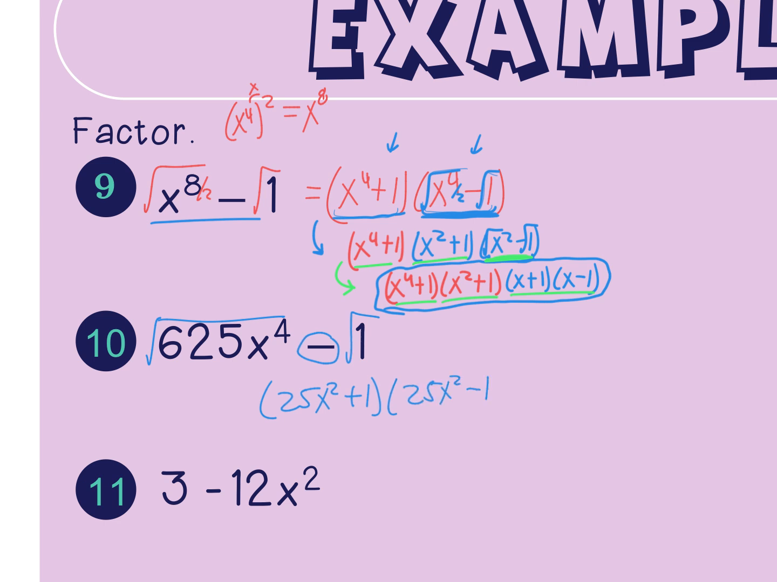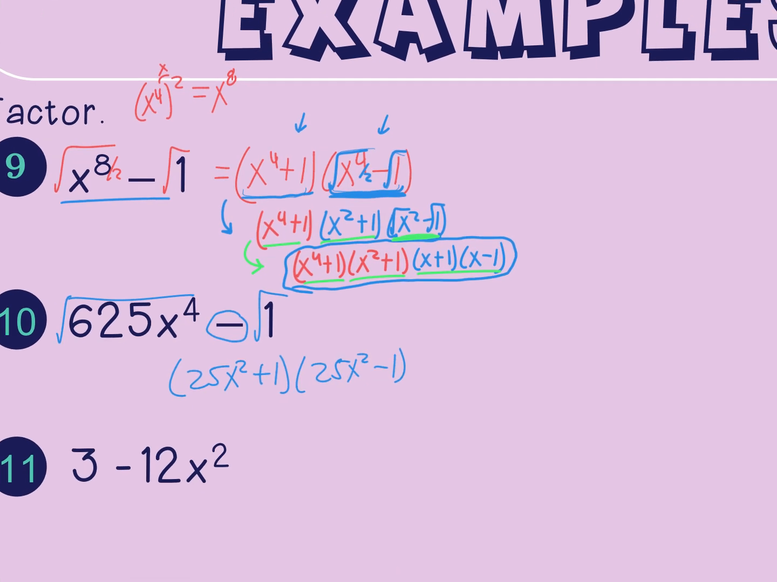25x squared minus 1. Now, once again, look inside of each of these parentheses. 25x squared plus 1, can I do anything to that? You can't, so you leave it alone. 25x squared minus 1, can we do anything to that? That one, yes, we can. This is another difference of perfect squares. So I'm not going to touch the first one. The 25x squared I can leave alone, plus 1.